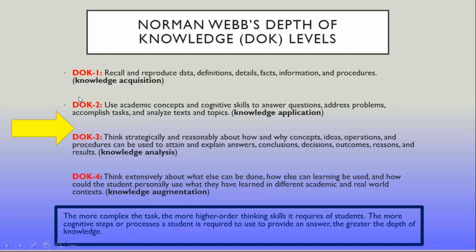But if you notice, as you get to DOK 2 and DOK 3 levels, at DOK 2 students are required to answer questions, address problems, analyze text. Those are some social studies language words in there. At DOK 3, they have to think about how and why concepts, ideas, and operations can help explain answers, draw conclusions, make decisions. Those are what we want to try to target as we talk about rigor in our classroom. How can we get lessons and get students thinking to a DOK 2 or 3 level?